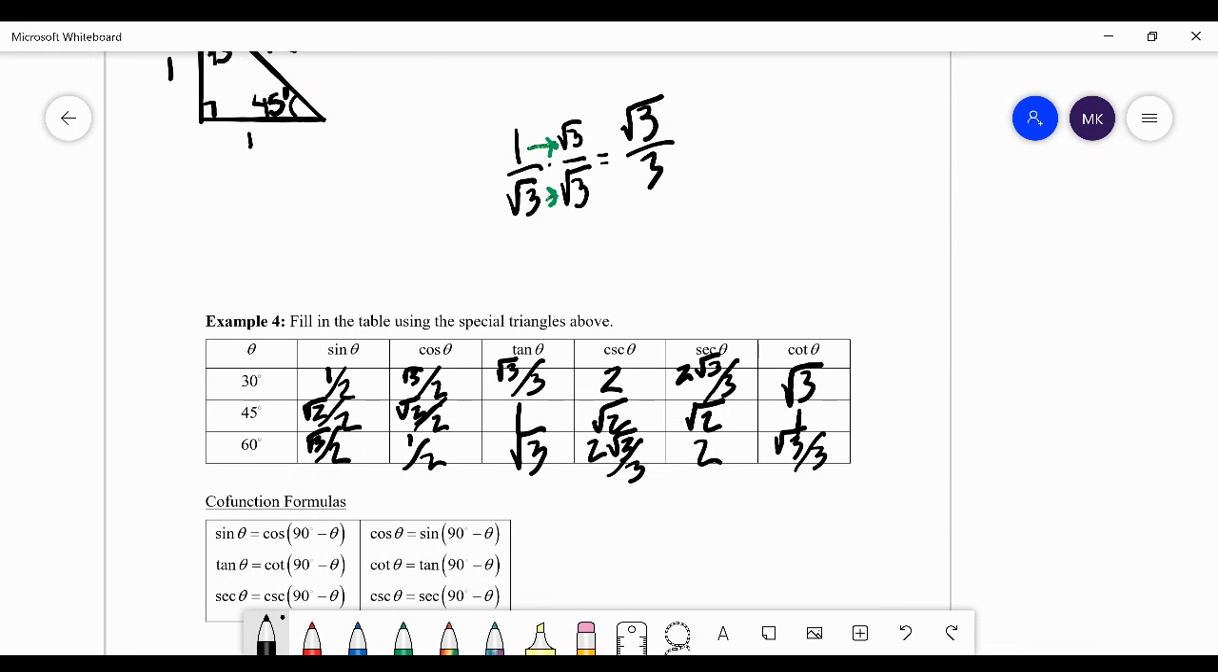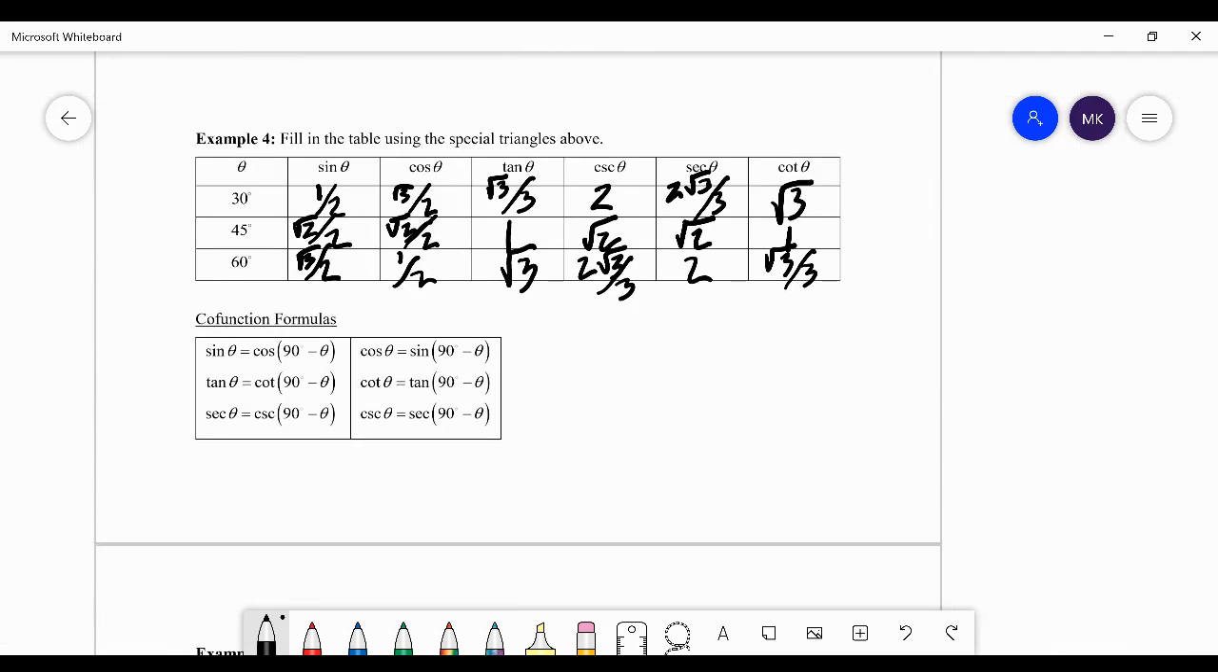I wanted to use this as an opportunity to show some of these cool relationships that happen in here and talk about those. So now we are going to get some co-function formulas. And that's kind of what we got at with that 30-60 degree triangle.